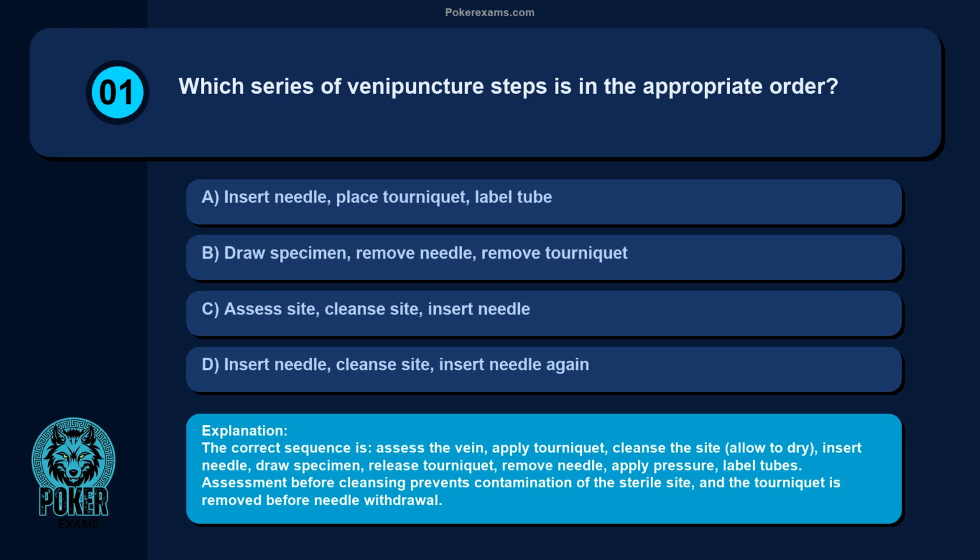The correct sequence is: assess the vein, apply tourniquet, cleanse the site, allow to dry, insert needle, draw specimen, release tourniquet, remove needle, apply pressure, label tubes. Assessment before cleansing prevents contamination of the sterile site, and the tourniquet is removed before needle withdrawal.